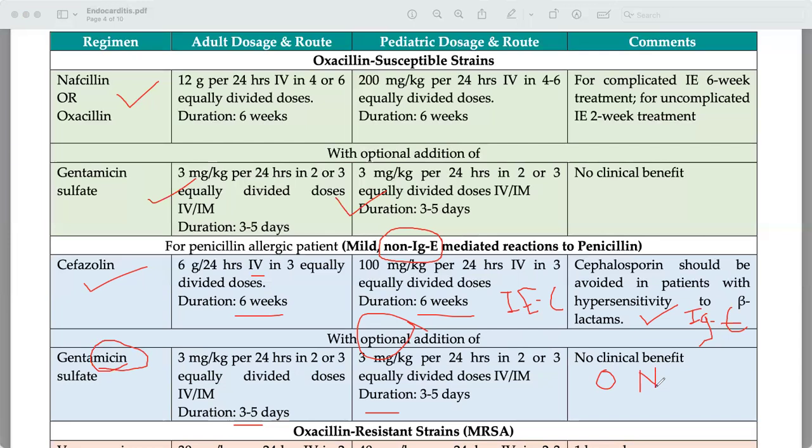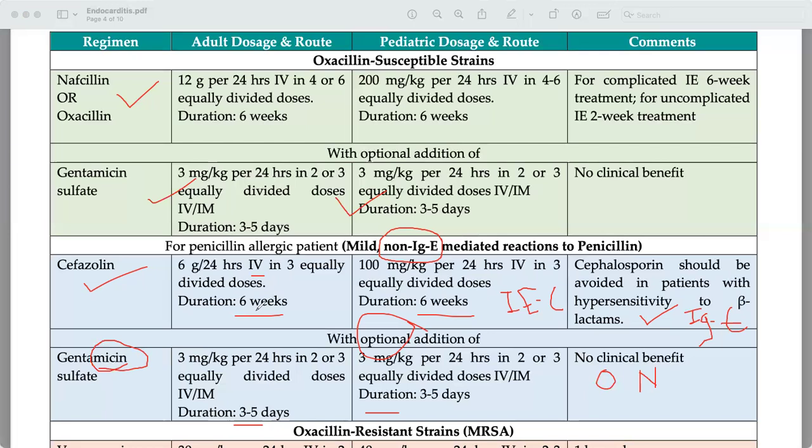So this is the treatment of native valve endocarditis caused by Staphylococcus. The first line drug is always nafcillin or oxacillin. And if the patient has mild allergy, then we need to go for cefazolin. And duration of treatment 6 weeks. And there is no benefit for gentamicin.